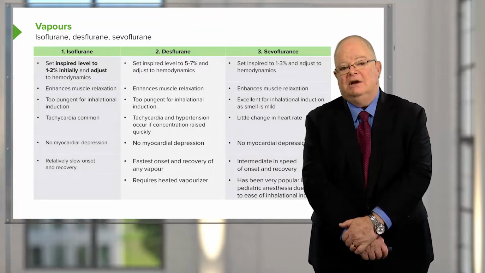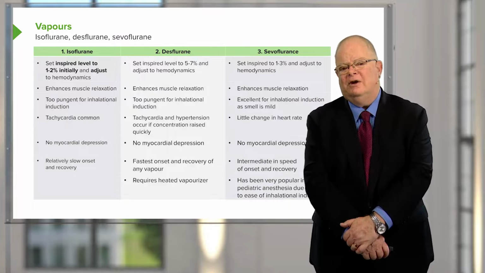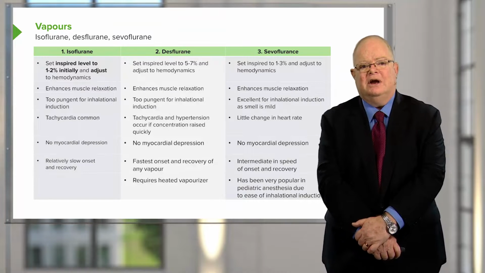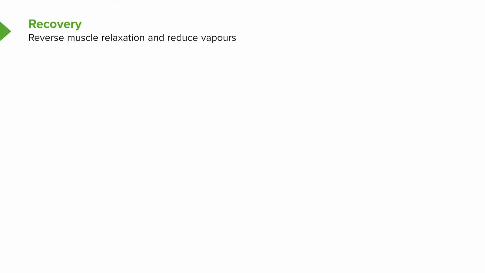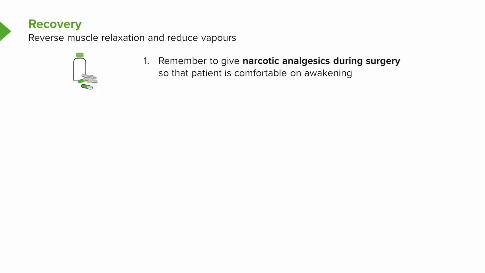It has an intermediate speed of onset and recovery, fairly quick actually, but not as quick as desflurane. And it's been very popular in pediatric anesthesia because of its property as an inhalation induction agent. Reversing muscle relaxation: we talked about reversing muscle relaxation in a previous lecture.